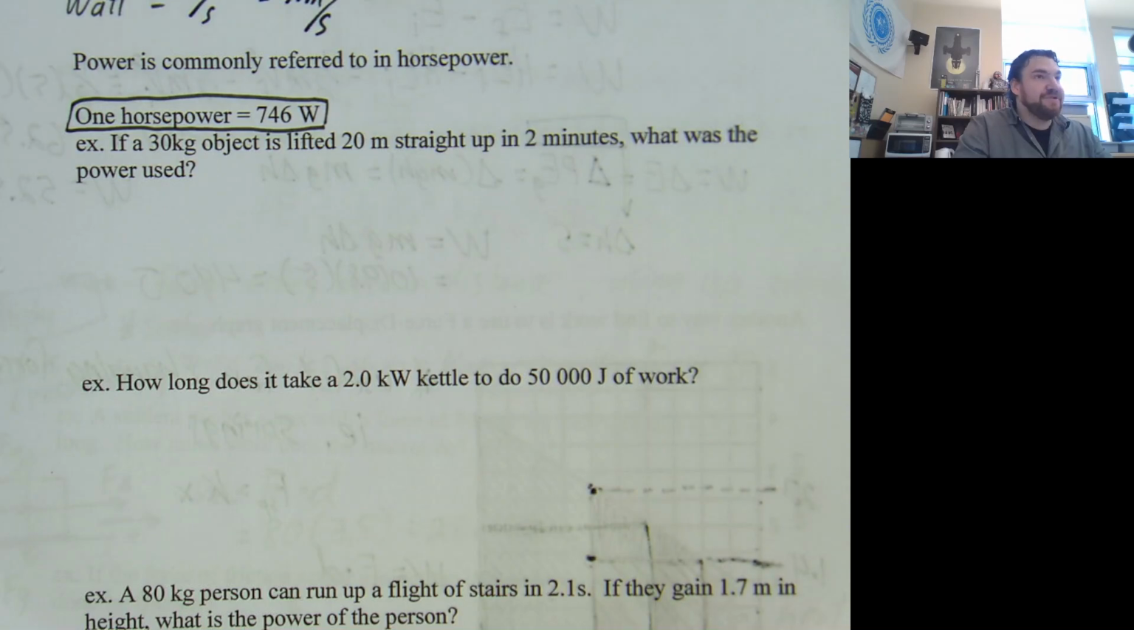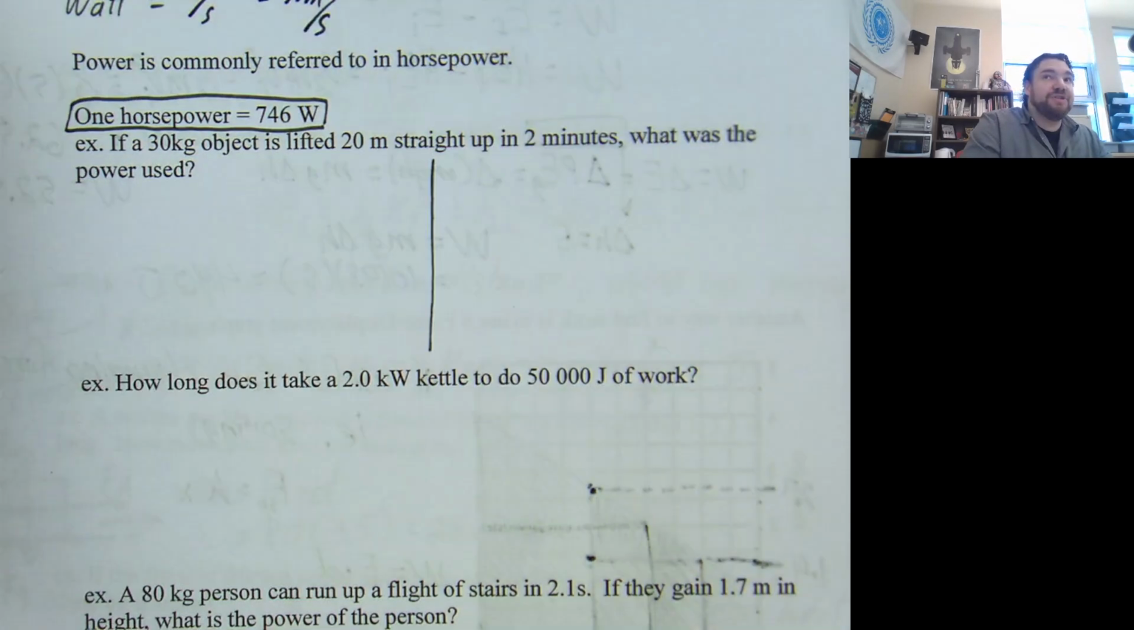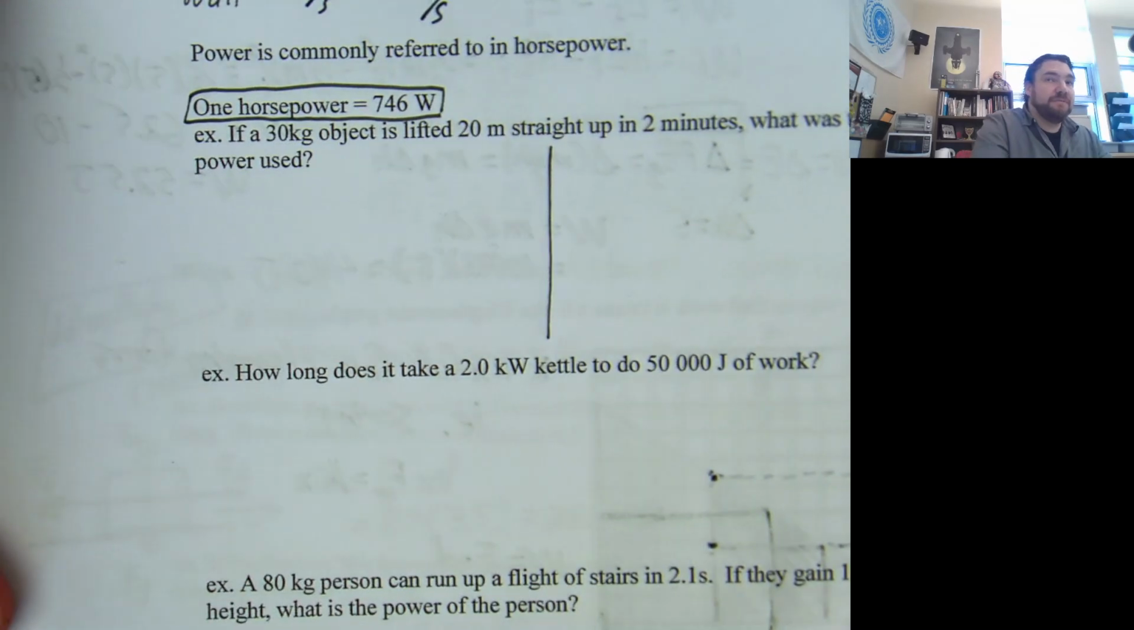So I'll do a couple examples, and then you guys are actually going to go ahead and do a lab. You're going to calculate your power. Here's the first example. If a 30-kilogram object is lifted 20 meters straight up in 2 minutes, what power was used to make that happen? I'm going to draw a line down the middle here, and we're going to do this question 2 different ways.